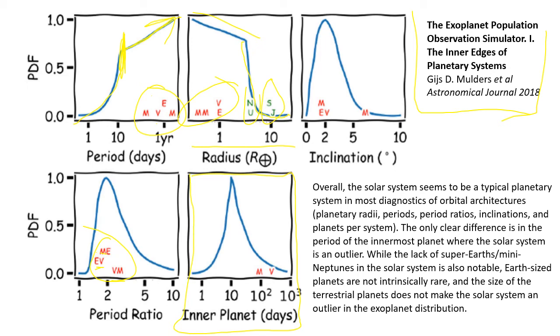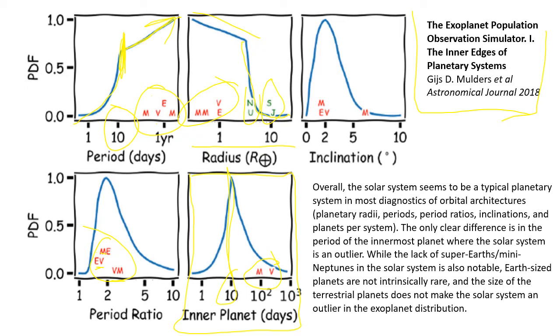I said to you that for the inner planet, it's likely to be at a period of 10 days. So there's the peak for the inner planet being at a period of 10 days. Mercury and Venus are a long way outside 10 days, more like 100 days. Where our solar system is unusual is that we don't have any of these close-in planets.